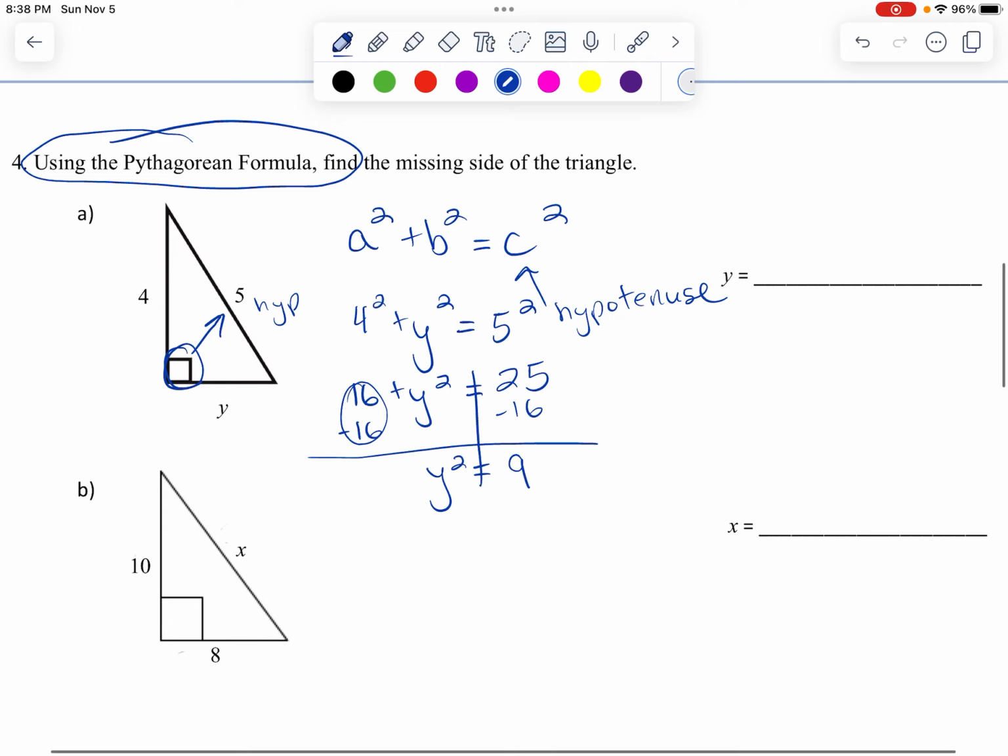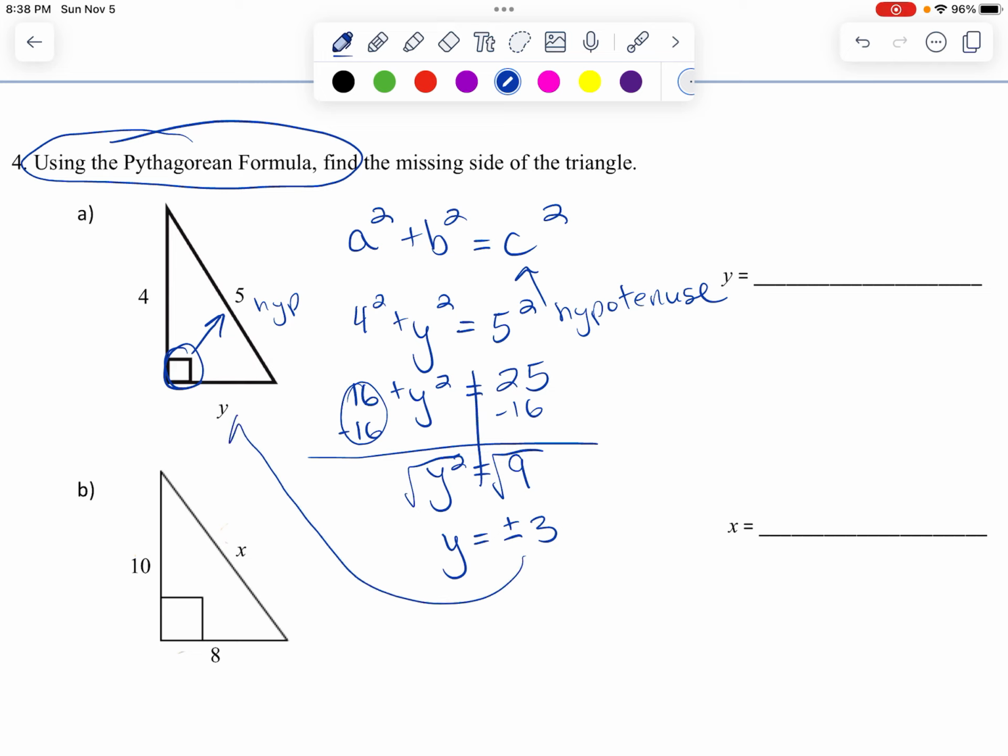And then to get the y by itself, what we would have to do is square root both sides to get rid of that square. So now y equals, now here's the thing, y will equal a positive or a negative 3. But if we plug this in up here, it doesn't make sense for a side length to be a negative value, so it is only going to be a positive 3. So that's what we can write on the line over here, y equals 3.